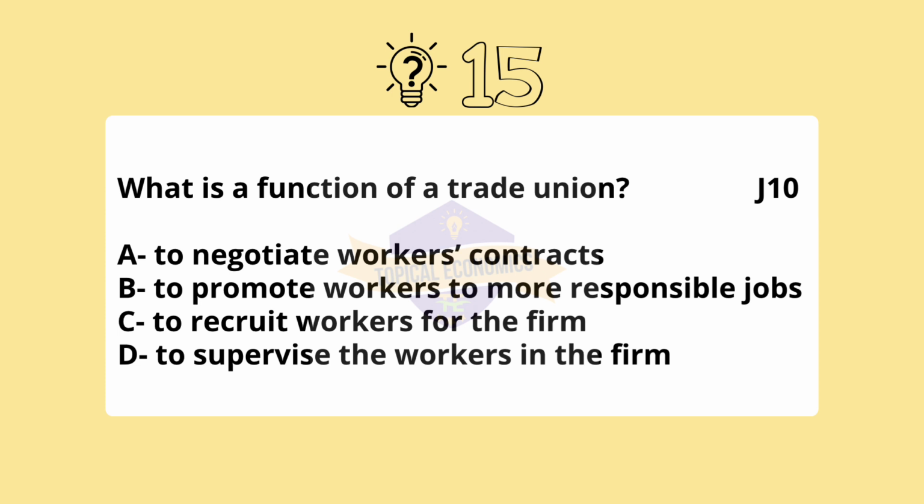Again, this is a very straightforward question with the options that they have given. One of the primary functions of a trade union is to negotiate contracts on behalf of its members, which include wages, benefits and working conditions. All this is the collective bargaining process, and this is central to the union's purpose. However, options like promoting workers, recruiting for firms, or supervising workers are not standard functions of a trade union. So the answer for this is going to be option A, that is to negotiate workers' contracts.